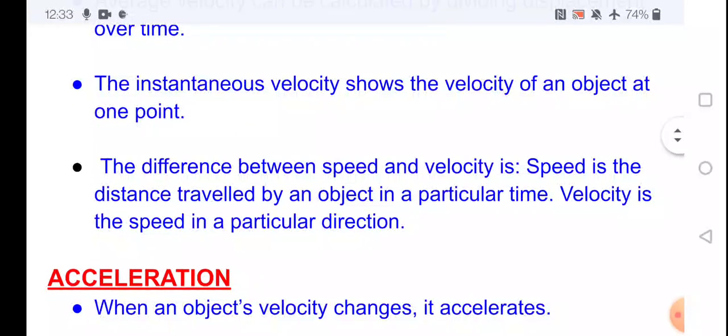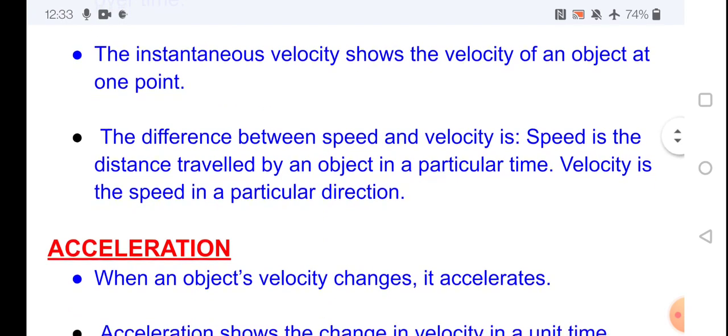What is the difference between speed and velocity? Speed is the distance travelled by an object in a particular time. Velocity is the speed in a particular direction. Speed means it is the distance travelled by an object in a given time. But velocity is the speed of the object in a particular direction.